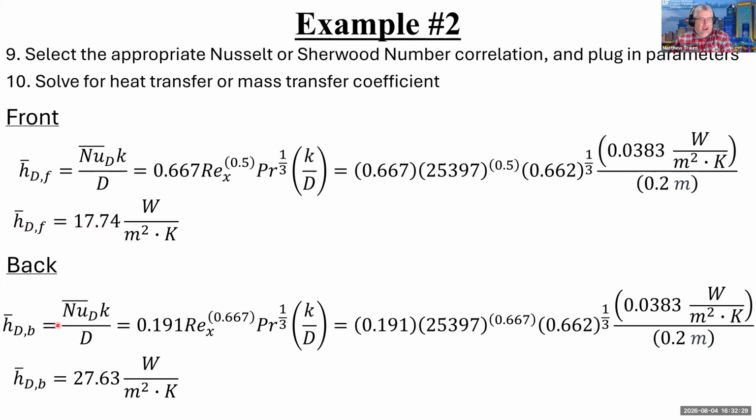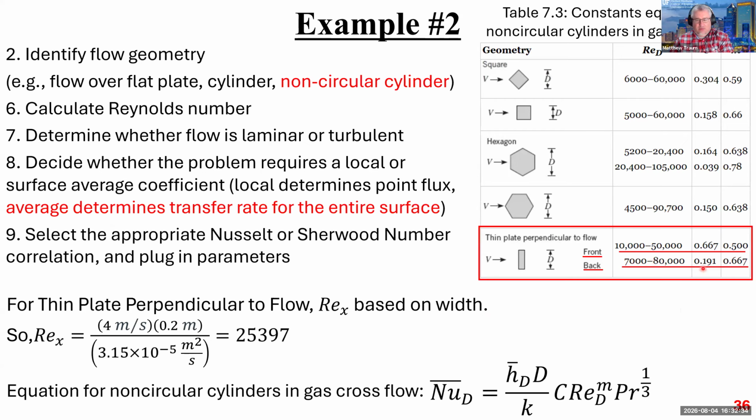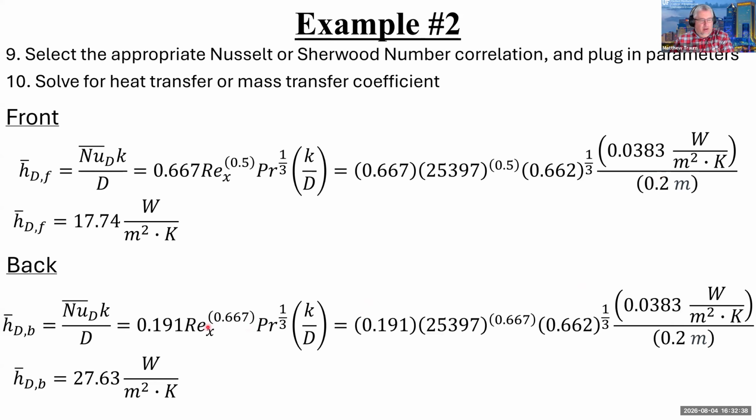Here it is for the back. Same equation except C and M change, right? So C here is 0.191 and M here is 0.667. Everything else is the same, plugging in, plugging in, plugging in.